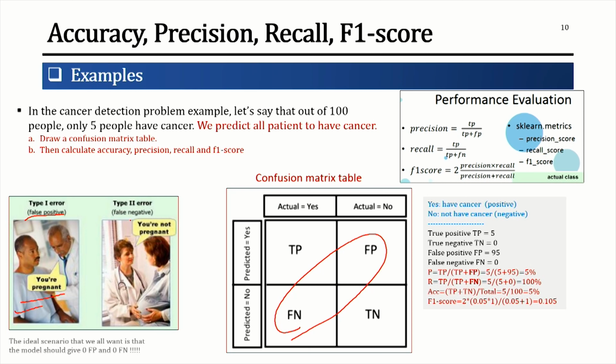And another type of error is the false negative. This woman is pregnant. However, the doctor predicts that she's not pregnant. So it is called a false negative. And to the best of our expectations, the ideal scenario is that we want the model to produce false positives as well as false negatives of 0. That makes our model the best.